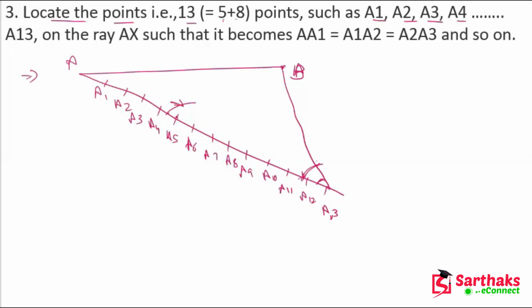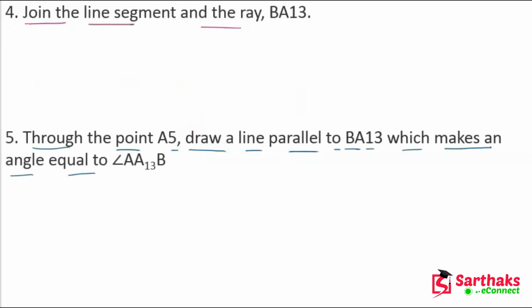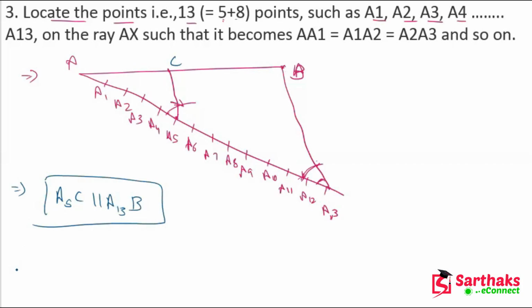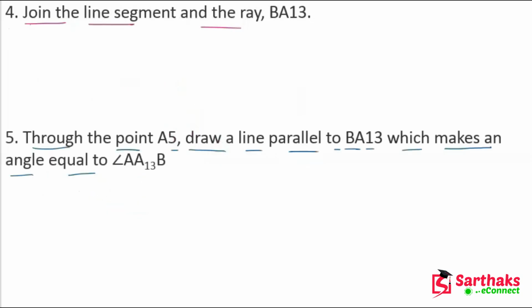Now from this point we pass the line through the point of intersection, and it cuts the line AB at a point, yes, at point C. So my dear friends, this line A5C is parallel to A13B. I hope you get this point.